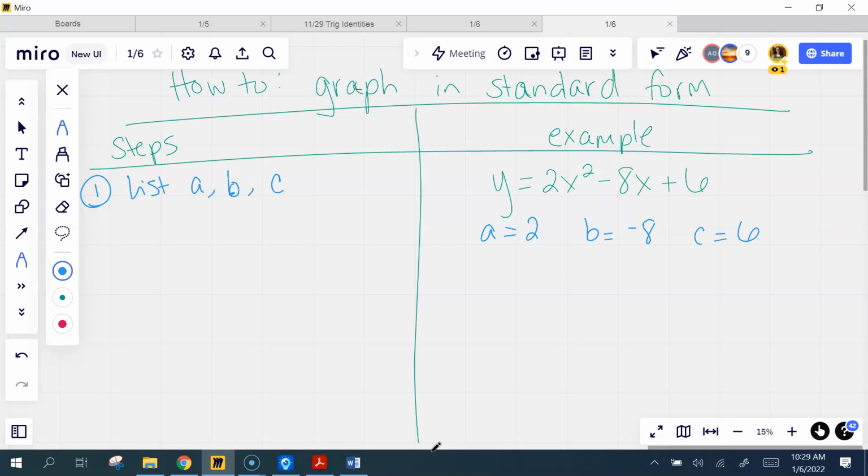This is the hardest form to graph in. There are 3 forms we will learn to graph in. We'll do the other 2 tomorrow, but this is the hardest form to graph in just because there's so much. Nothing's given to you, really. All right, step 2.